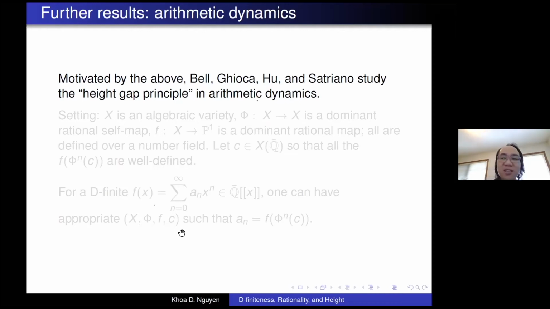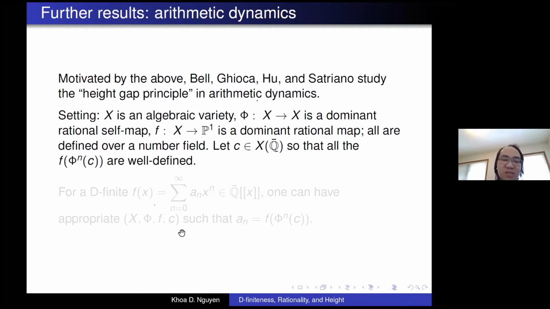Soon after we released that paper, there was more work by Bell, Gilkar, Hu, and Satriano about what they call the height gap principle in arithmetic dynamics. Here's the setting. X is an algebraic variety, phi is a dominant rational self-map, and F is a dominant rational map, which just means it's not constant. It's a rational map from X to P1. All of these are defined over a number field.